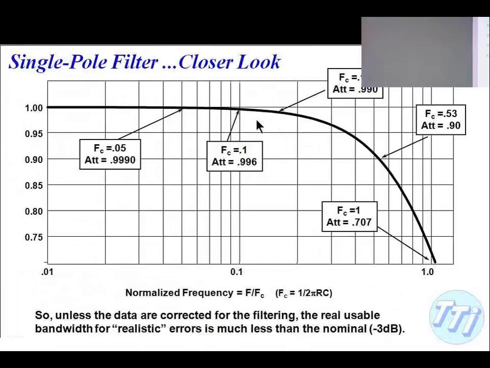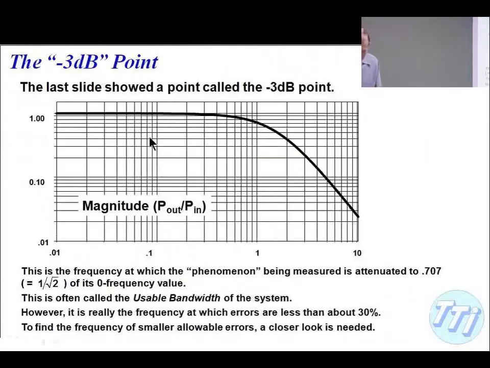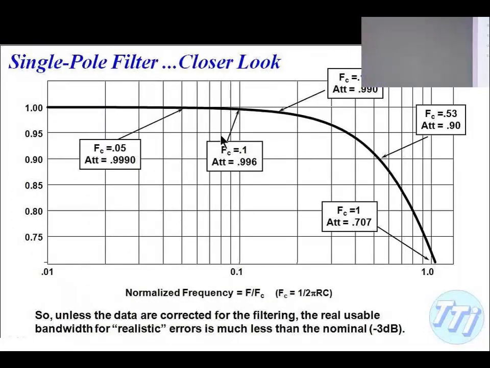So let's take a closer look, just expanding what's going on up here. If I've got a one-pole characteristic, which an awful lot of our instrumentation has, its nominal cutoff frequency is all the way out here at 1. But if we're interested in specifying the accuracy of the response, we have to come back to about 1/10 of the natural frequency, of the cutoff frequency, to get down to 0.5% error.